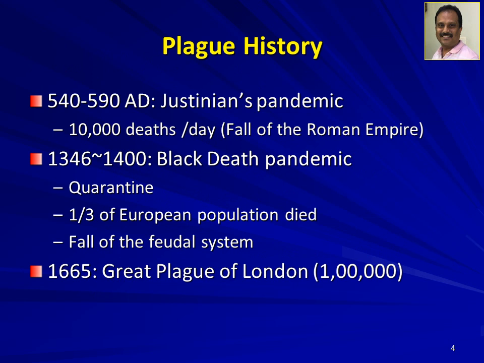The plague has had a long and important role throughout history. It has caused several pandemics and epidemics which have led to a large number of deaths. Justinian's Constantinople pandemic lasted from 540 AD to 590 AD and resulted in approximately 10,000 deaths per day, and it had its own role in the fall of the Roman Empire.